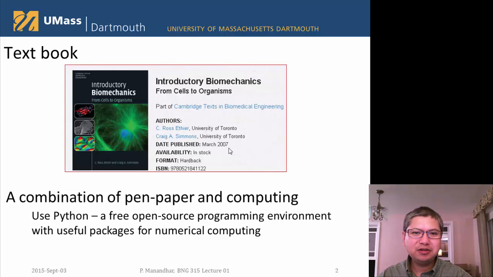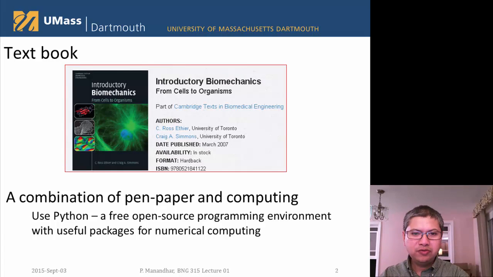So I don't want to repeat a lot of material, and I'll be focusing on the more mathematical aspects and mechanics related aspects of biomechanics. But this book is a very good read, so feel free to read any portion of the book, even though I might not cover it, and you can ask me questions if you don't understand a particular part of the book.